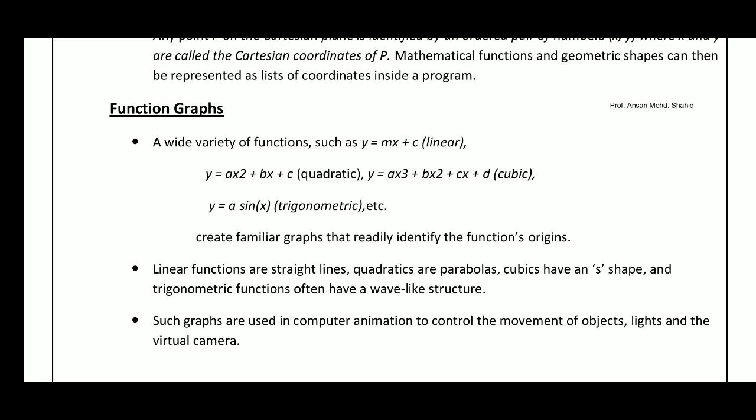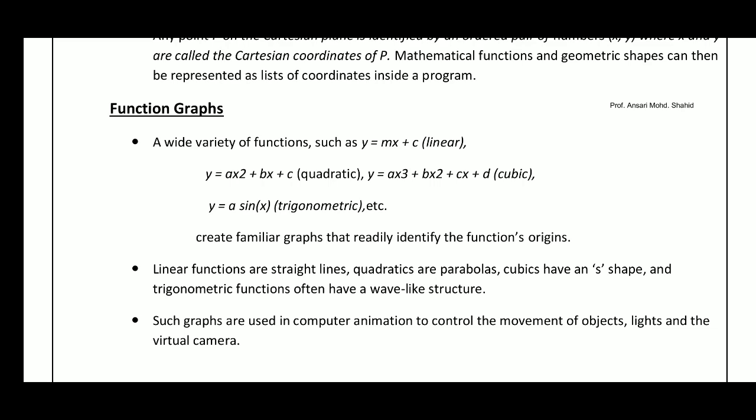That is, if I have ax square plus b, it is quadratic. If I have ax cube, that is 3, that means it's cubic. If I have sin x, cos x, tan x, cot x, that will be a trigonometric equation. Linear equation means it does not have more than one variable. Linear functions are straight lines, quadratics are parabolas, cubics have an S shape, and trigonometric functions often have a wave-like structure.